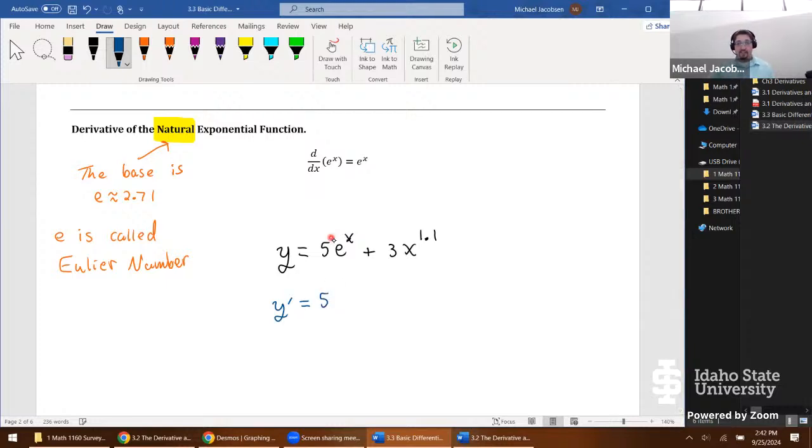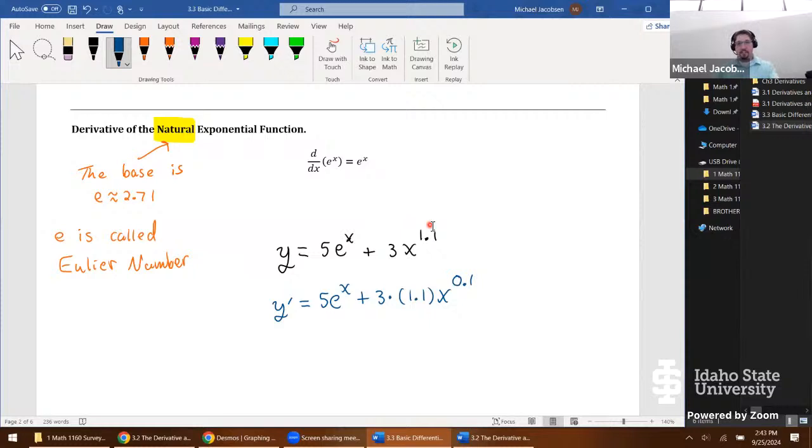5 is unaffected. We take the derivative of e to the x, but that is itself by the rule that's expressed up here. So we just get 5 times e to the x. And that's really nice, where all we're doing here is just copying. Here it gets a little bit more tricky. We'll go plus 3 multiplied by the old exponent, 1.1. New power of x is 1 less, so take 1.1 minus 1 to get a new exponent of 0.1.